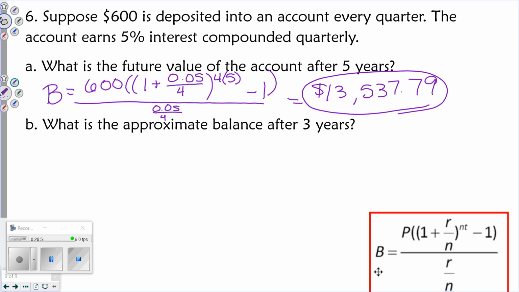All right. Part B. What is the approximate balance after 3 years? What's the only thing that needs changed? Yep, all of that, this 5 would just turn to a 3. So again, depending how calculator savvy you are, you could go back up and just change one number. So in this case, it would be $7,716.22.